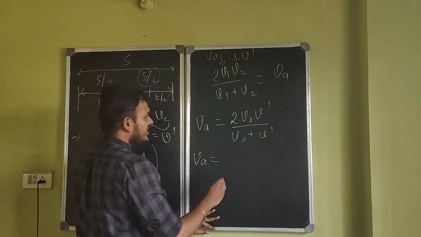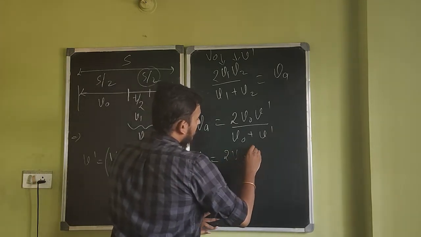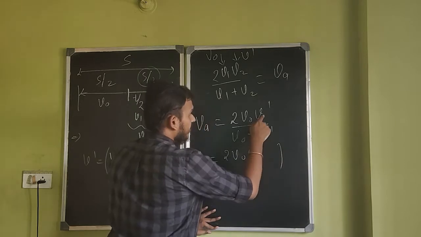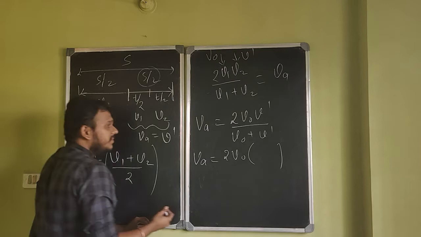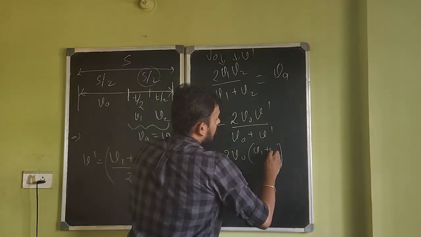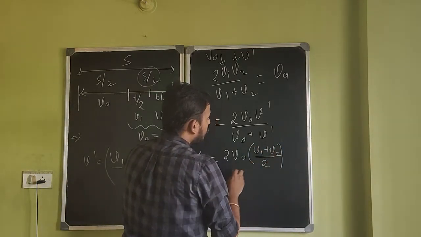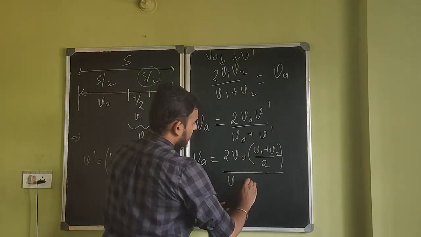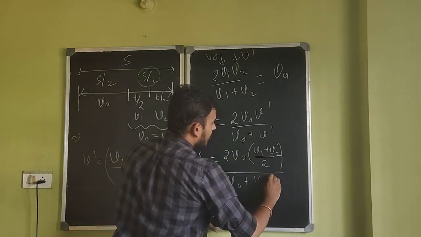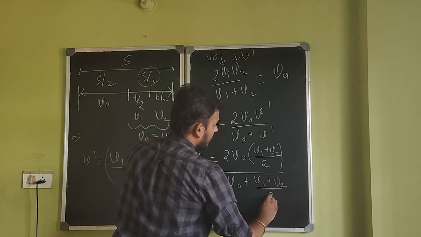So V average is equal to 2 times V naught into, what's your V dash? V dash in itself is (V1 plus V2) by 2, right? So your (V1 plus V2) divided by 2, whole divided by V naught plus V dash again. How much is V naught? It is V naught only. How much is V dash? (V1 plus V2) by 2.